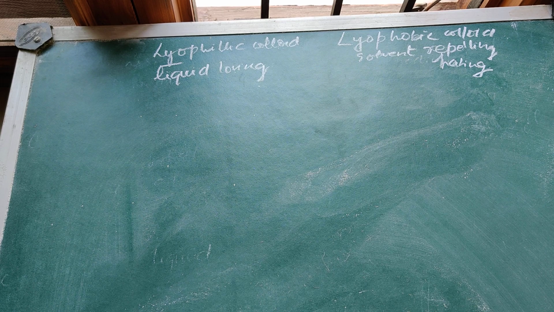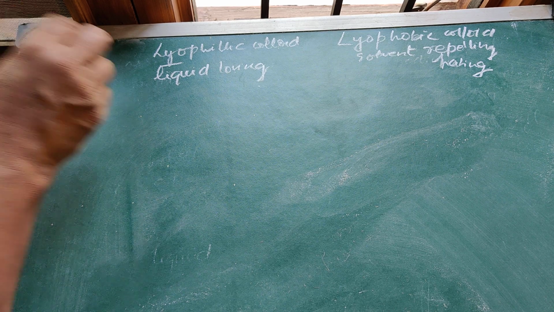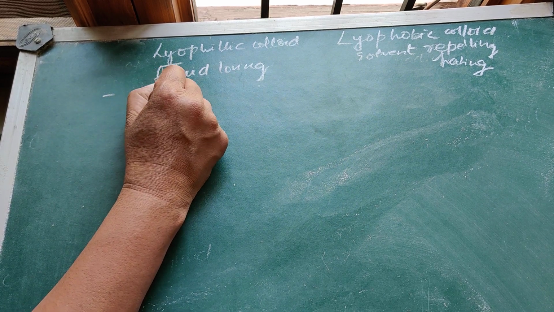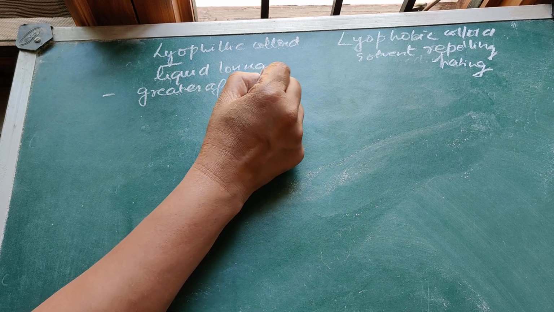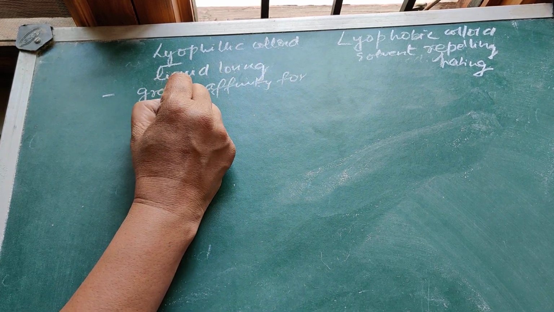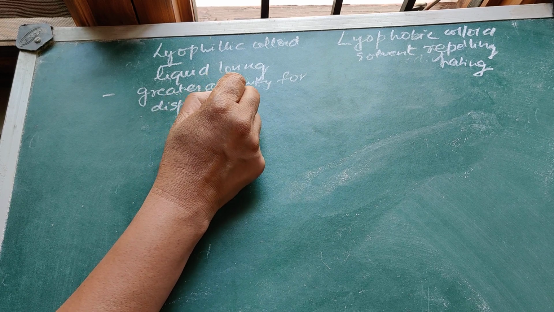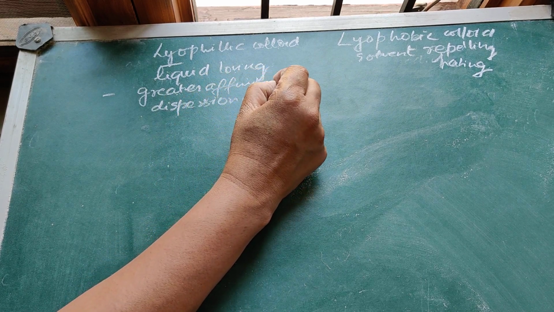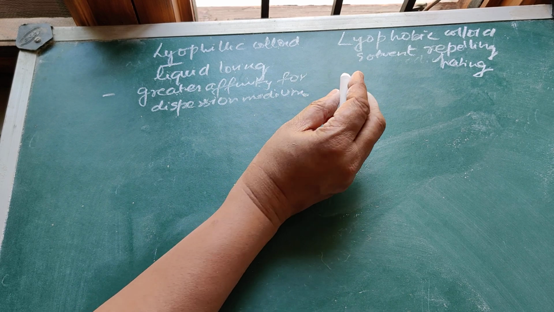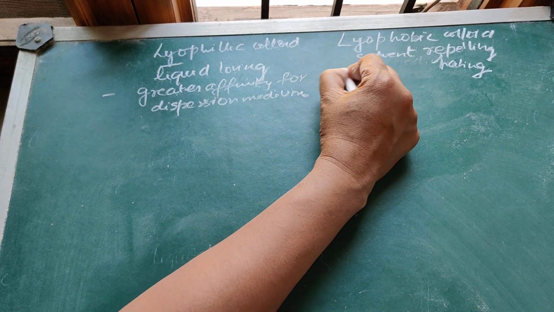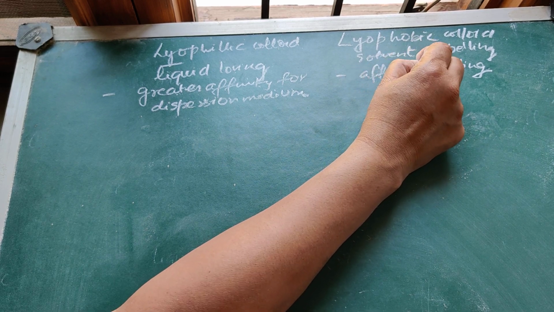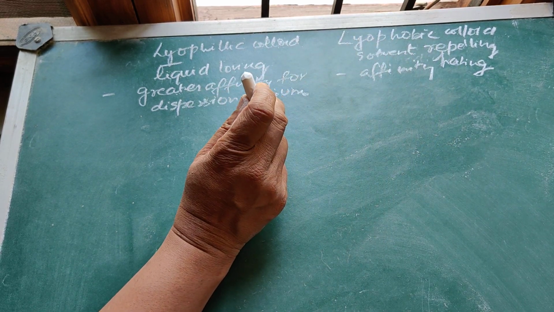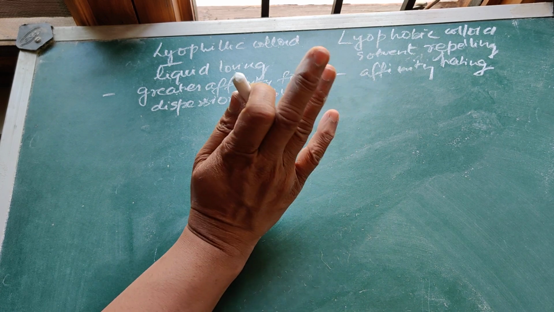Okay, the colloids in which the particles of the dispersed phase have a greater affinity for the dispersion medium are known as lyophilic colloids. In lyophobic colloids, there will be no affinity for the dispersion medium, that is, it is liquid hating.